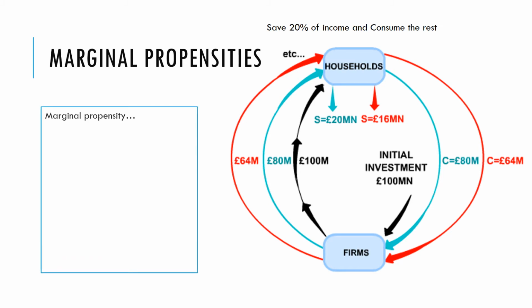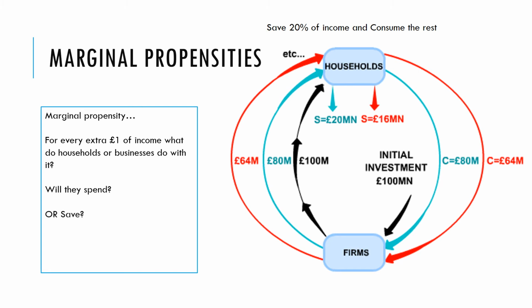And marginal propensities tell us for every extra £1 of income, what do households or businesses do with it? If they spend it, that is their marginal propensity to consume. If they save it, that is their marginal propensity to save. If they pay tax, that is their marginal propensity to pay tax. If they import something, that is the marginal propensity to import. For every extra £1, how much do they spend or save or pay tax? So in this example, the marginal propensity to save is 0.2 or 20%. For every extra pound the households have earned, they've always saved 20%.